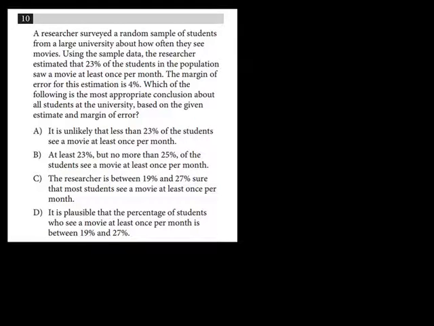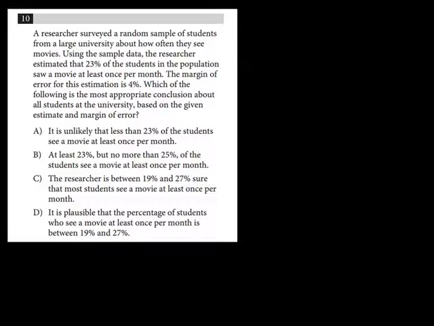For our next problem, we have a researcher surveyed a random sample of students from a large university about how often they see movies. Using the sample data, the researcher estimated that 23% of the students in the population saw a movie at least once per month. The margin of error for this estimation is 4%. Which of the following is the most appropriate conclusion about all students at the university based on the given estimate and margin of error? And our options are A, it is unlikely that less than 23% of the students see a movie at least once per month.